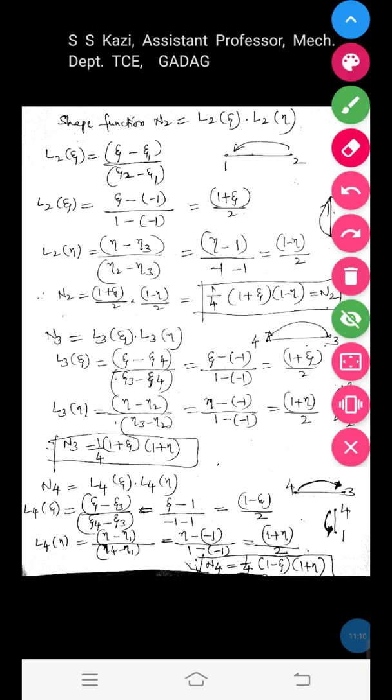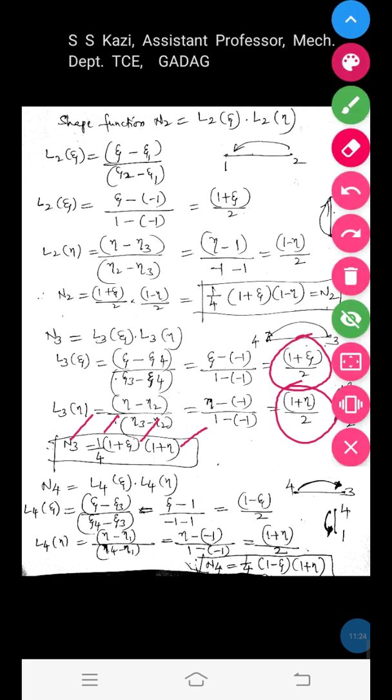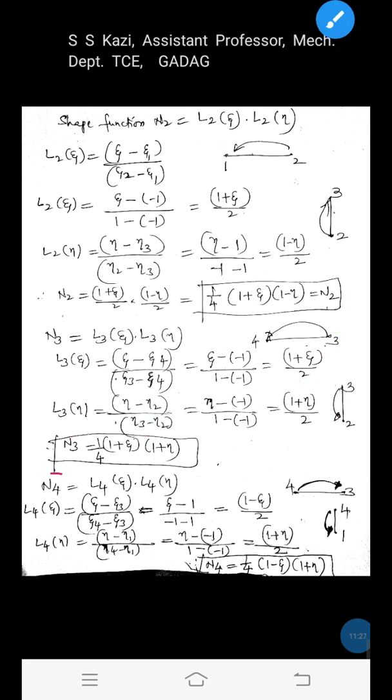Okay, therefore N3 is equal to L3 of zeta into L3 of eta, which will give N3 equal to 1 divided by 4 into 1 plus zeta into 1 plus eta. This is the third shape function N3. Now come to shape function N4 at node 4. It is given by L4 of zeta into L4 of eta.